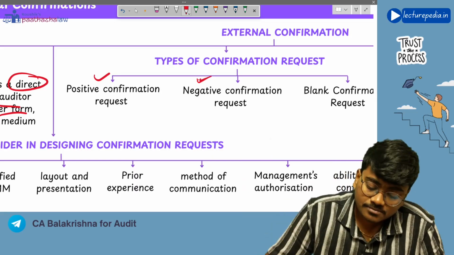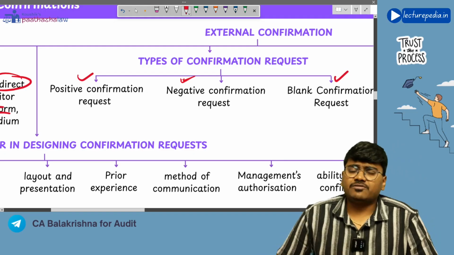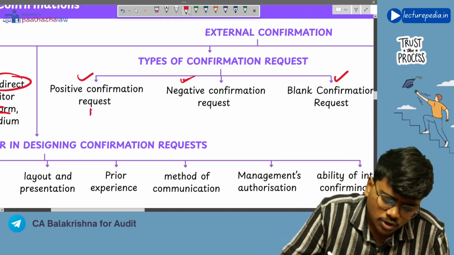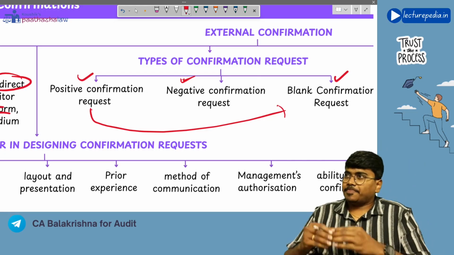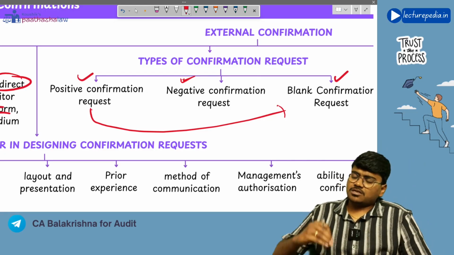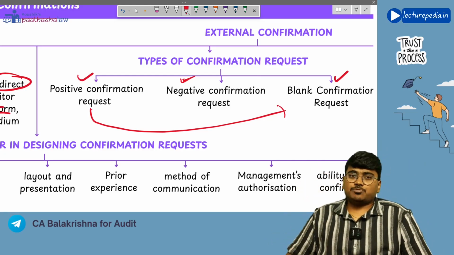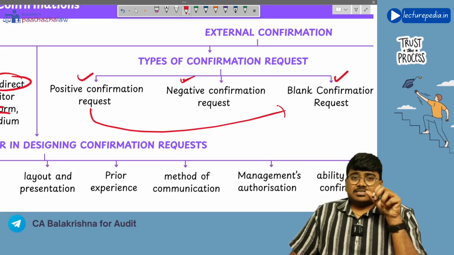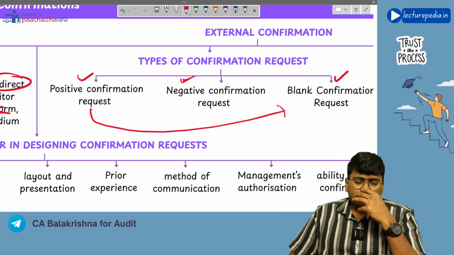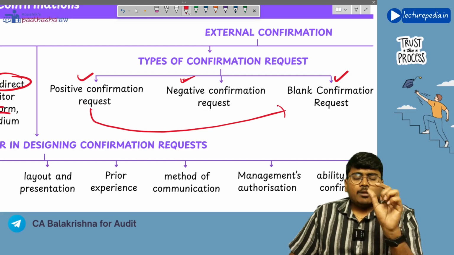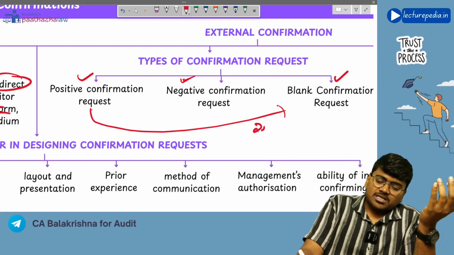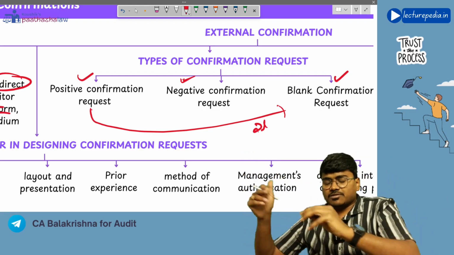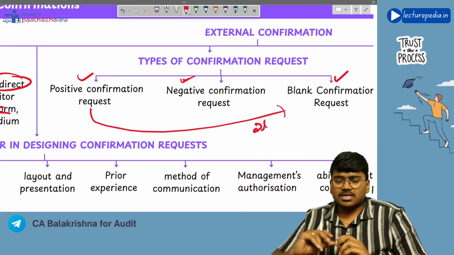Next, blank confirmation request. A blank confirmation request is also a type of positive confirmation request. See, in a blank confirmation request, for sure you will get the response. How? Let's say you are sending an external confirmation to confirm the amount of a debtor. In the books of accounts, some 2 lakhs balance is showing. So you are sending a confirmation request to the debtor, whether 2 lakhs is correct or not.